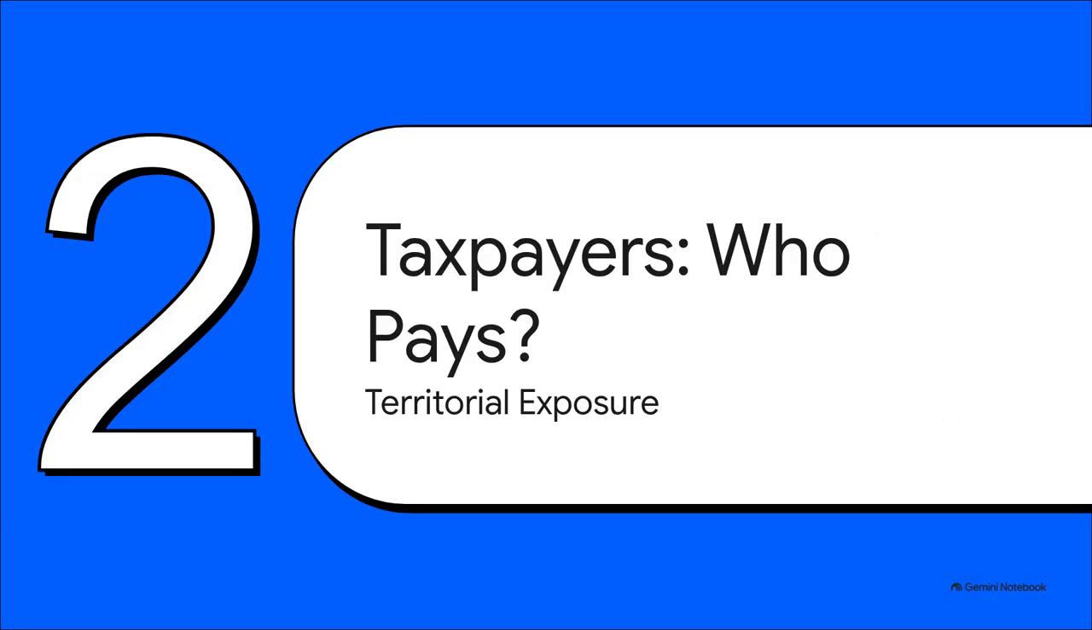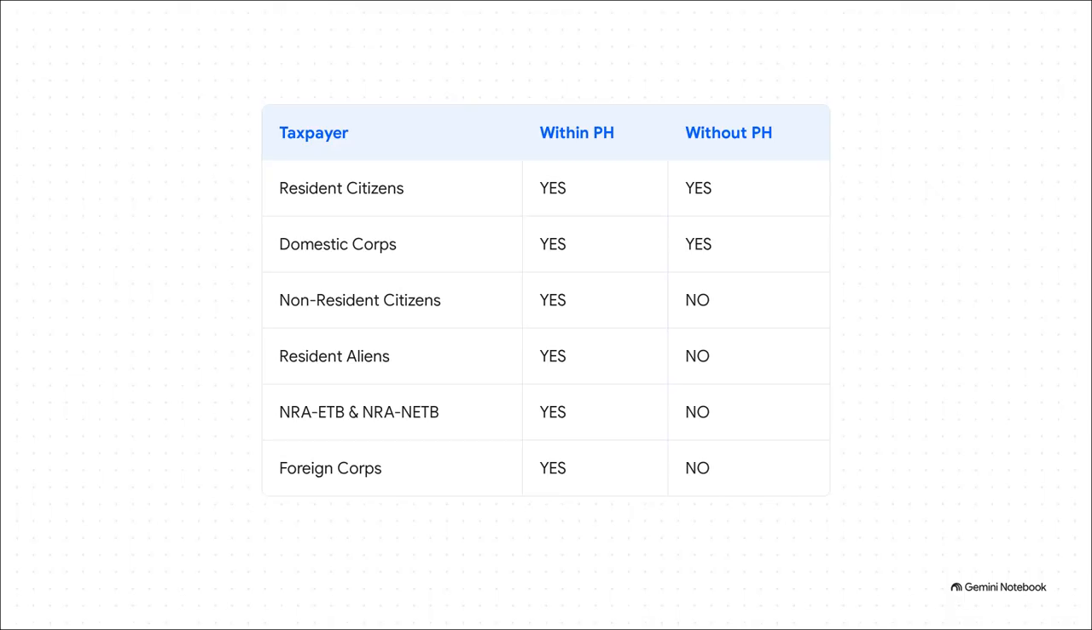Moving right along to Section 2, taxpayers, and who pays what? Lock this baseline rule into your head right now. Look at the board. Only resident citizens, RCs, and domestic corporations, DCs, are taxed globally. They are literally the only ones facing global exposure. Every single other classification, non-resident citizens, resident aliens, non-resident aliens, whether engaged in trade or not, and all foreign corporations, are strictly territorial, meaning they're only taxed on income derived from within the Philippines. So memorize those two exceptions and let the rest fall into default territorial logic.